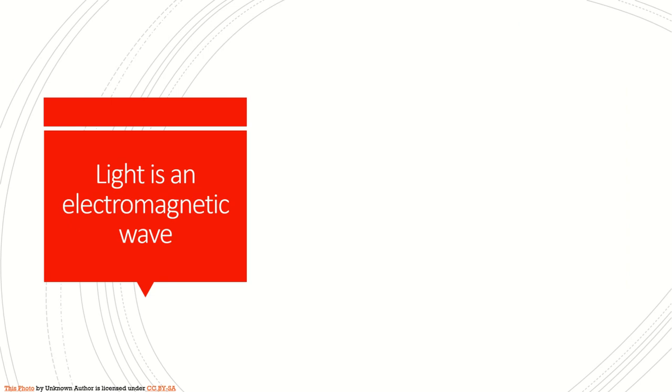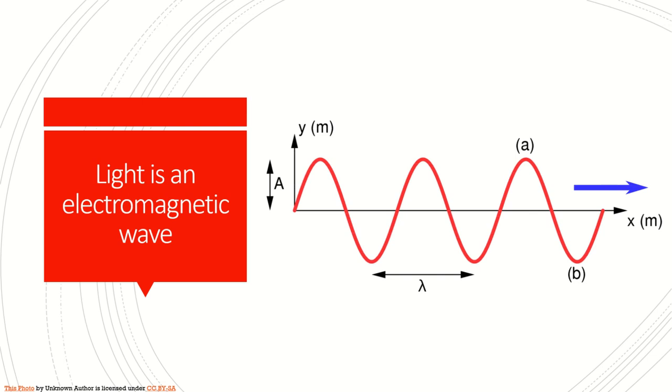So what I'm saying is that every point in space and time has an electromagnetic value, but that value isn't just a number, it's actually a vector. It has a direction and a magnitude. Light is an electromagnetic wave, and it's a transverse wave, meaning that it oscillates in a direction which is perpendicular to the direction that it travels.